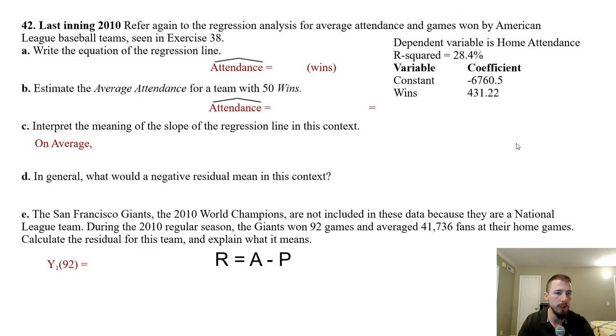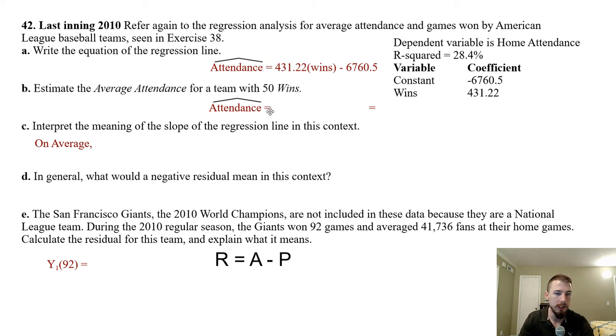All right, so for 42, we want to write the equation of the regression line. So we're predicting attendance, so it's going to be the attendance hat is equal to our slope, which you said was 431.2, times wins minus our y-intercept, which is 6,760.5.